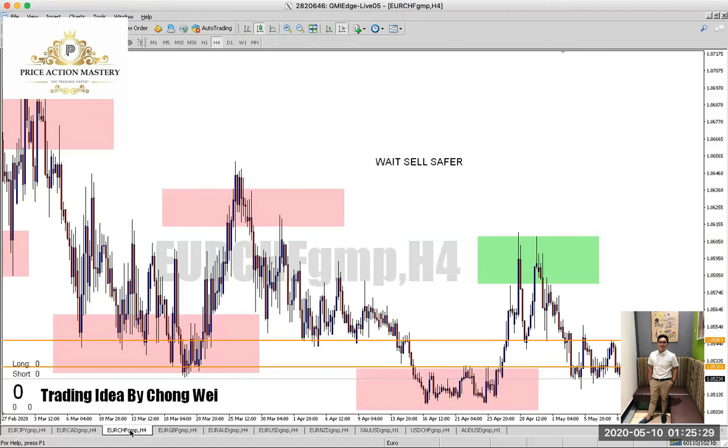So for this trade, we can wait for the market to come back to this area and sell, because we can see the market overall is in a very clear downtrend, but the market is just in range. So we just follow the trend to sell. Yes, Euro CHF, not much.